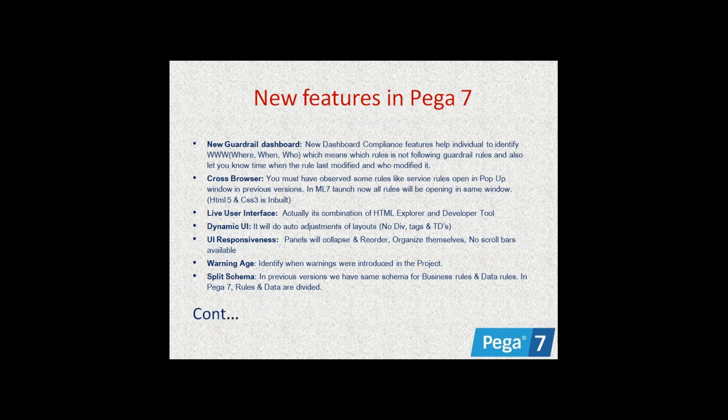And some of the new features incorporated in the new version. Maybe some terminologies we will not know, so I will just tell the points. These features I will discuss in the practical sessions. The look and feel of the total tool is changed, and the current version supports all the browsers. The current version contains a live user interface, meaning dynamic layouts will be there, so we can also call it a dynamic user interface. And UI responsiveness, meaning some user interface components have been modified. Warnings and split schema are some of the new things included in the current version.